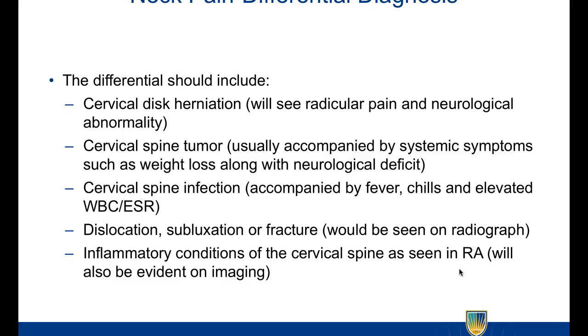Cervical spine tumor, usually accompanied by systemic symptoms such as weight loss, along with neurological deficit. Cervical spine infection, accompanied by fever, chills, and elevated WBC and ESR. Dislocation, subluxation, or fracture would be seen on radiograph. Inflammatory conditions of the cervical spine, as seen in RA, will also be evident on imaging.